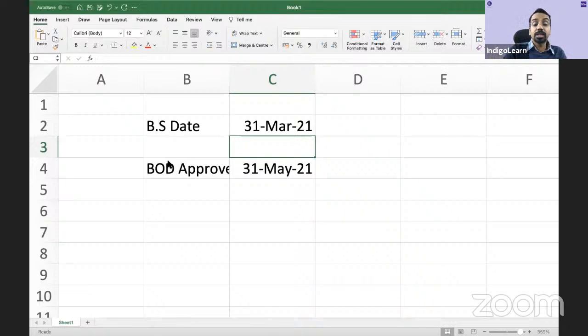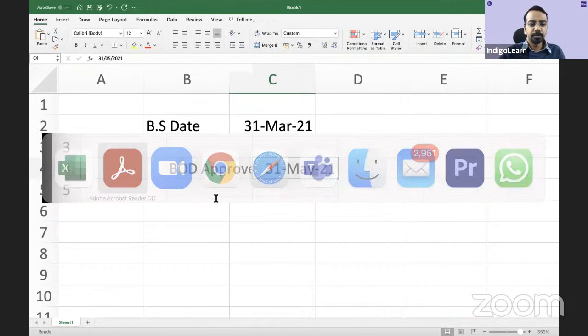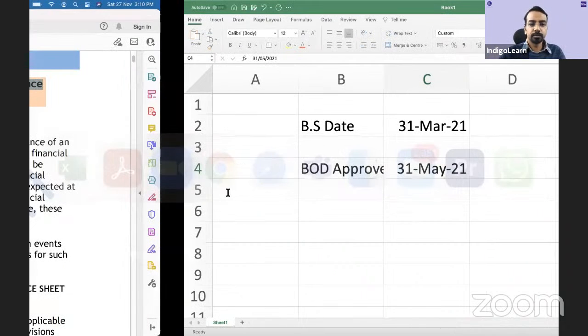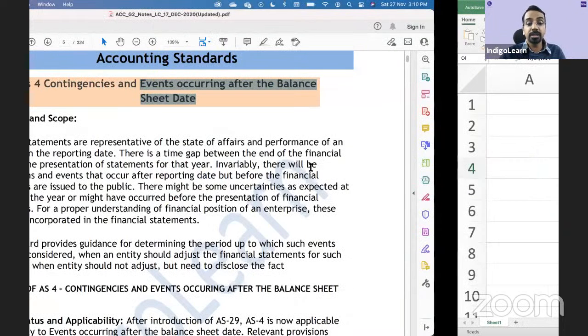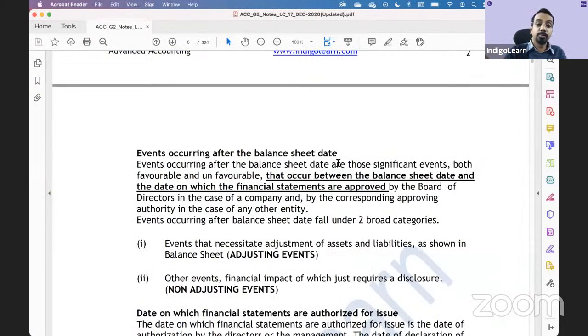Now, as far as your standard on auditing is concerned, there you have to consider your audit report. But here, only till the time they have been approved by the approving authority, mostly the board of directors in case of companies. So these are the events that occur between the balance sheet date and the date on which the financial statements are approved by the approving authority, board of directors or approving authority.